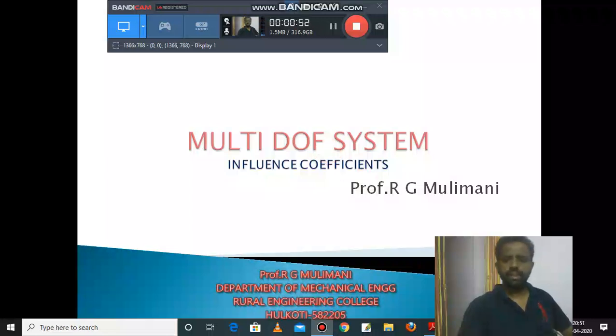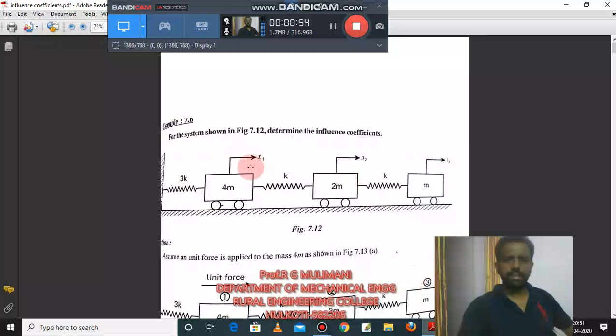For example, if you take this system here in this numerical problem, it has three masses. Mass 1 is 4m, mass 2 is 2m, and mass 3 is m. It is a 3 degree of freedom system. For a 3 degree of freedom system, 3 square means 9 influence coefficients: A11, A12, A13, A21, A22, A23, A31, A32, and A33.